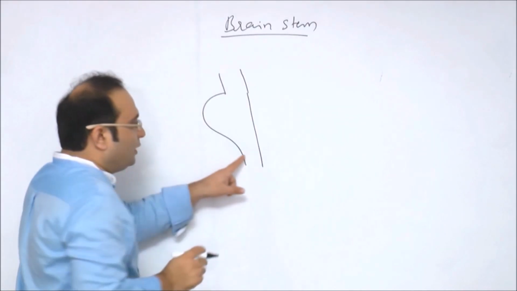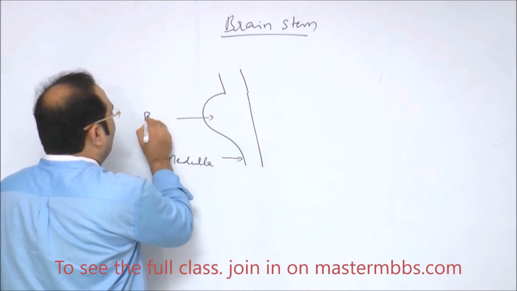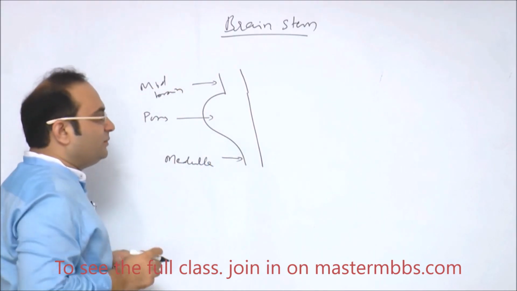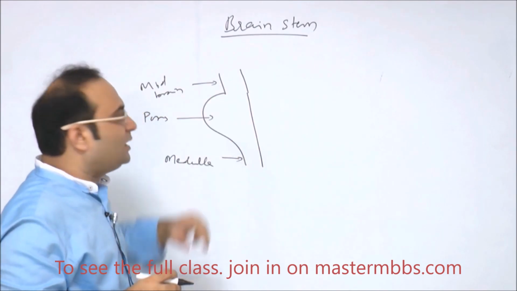The lowermost part of the brainstem is called the medulla, then followed by the pons, then followed by the midbrain. So you have three parts of the brainstem: from below upwards, the medulla, the pons, and the midbrain.